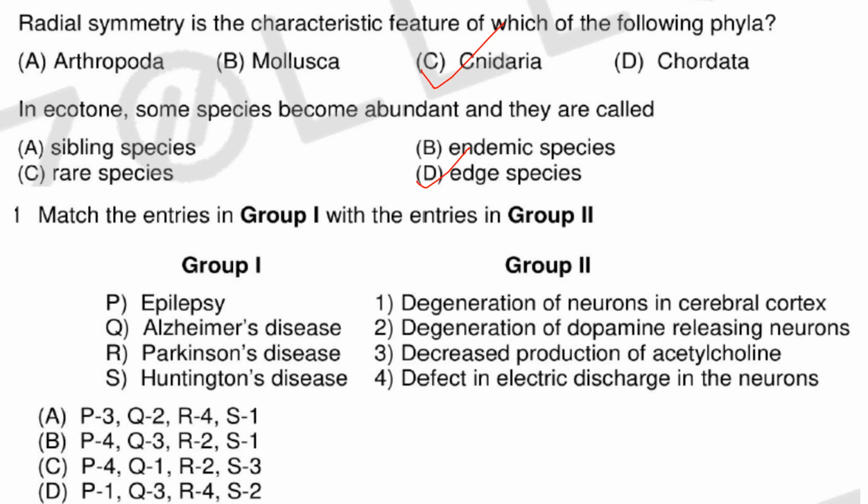Then next one, match the entries in group 1 with entries in group 2. Epilepsy. Epilepsy is caused due to defect in the electrical discharge in the neurons. So P4. Alzheimer's disease is due to decreased production of acetylcholine. Q3. Parkinson's disease is due to degeneration of dopamine releasing neurons. And Huntington's disease is due to degeneration of neurons in the cerebral cortex. So P4, Q3, R2 and S1 gives the answer as option B.